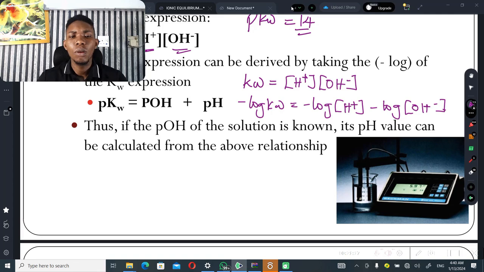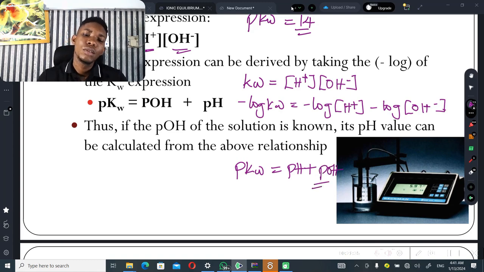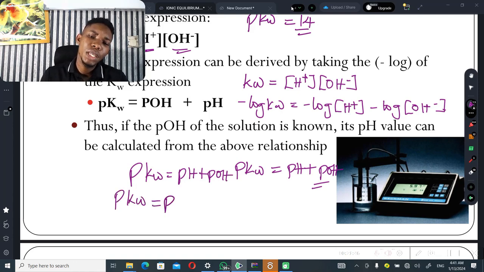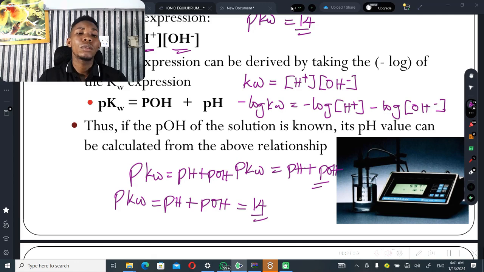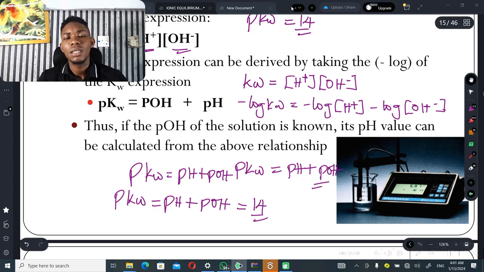What do we say minus log Kw is? The same as pKw. Minus log H plus, what do you say it is? It's the same as pH. We say pH is the negative logarithm of the hydrogen ion concentration. Plus minus log OH negative, you see, the same as pOH. So we can say pKw is equal to pH plus pOH. Now this pKw, what did we say was the value? 14. So we can also say that pH plus pOH is equal to 14. It's very easy, right? Exactly. pH plus pOH is equal to 14.